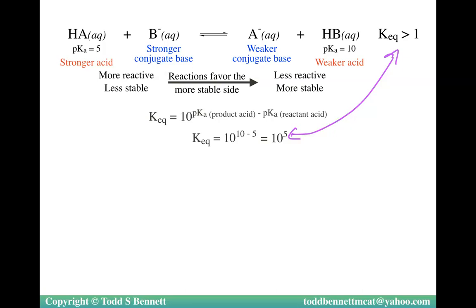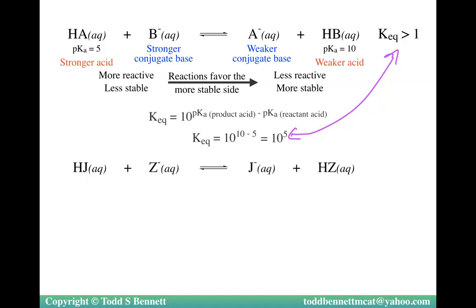One note of interest: when I say K-equilibrium is greater than 1, it simply means products are more favored than reactants. This one is more specific. Still the same result, greater than 1, but it simply means I favor the products. So let's look at another one.